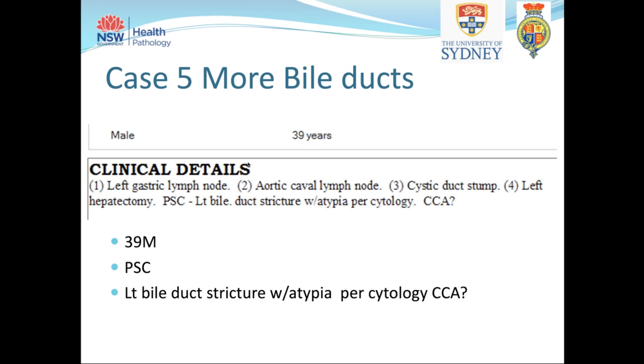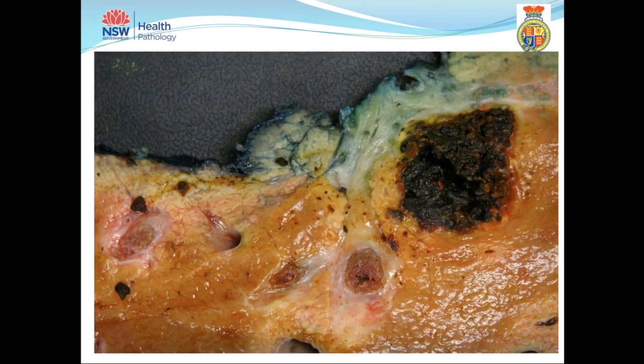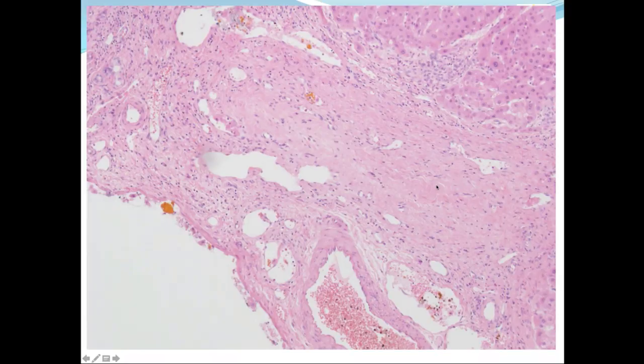This next case is a patient where we're given the history of PSC, and the question was in fact whether the patient had cholangiocarcinoma. This is his liver resection, and no cholangiocarcinoma was identified on multiple sections, although he did have this quite striking cholelithiasis.